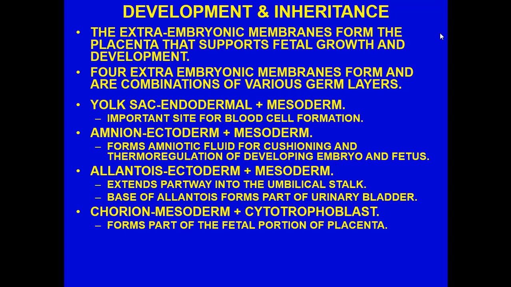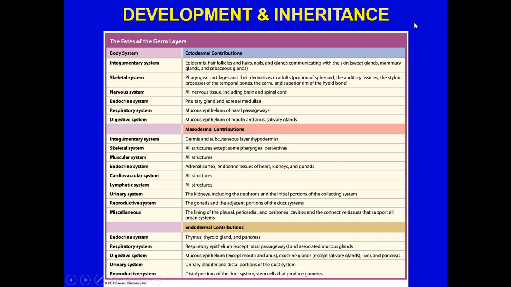The allantois is composed of ectoderm and mesoderm. It extends partway into the umbilical stalk, and the base of the allantois forms part of the urinary bladder. So I should say the base of the allantois forms the urinary bladder. The last one is the chorion, which is part mesoderm, part cytotrophoblast. This forms part of the fetal portion of the placenta.